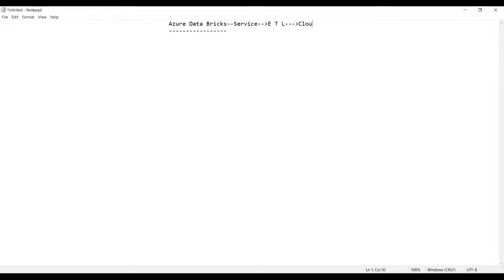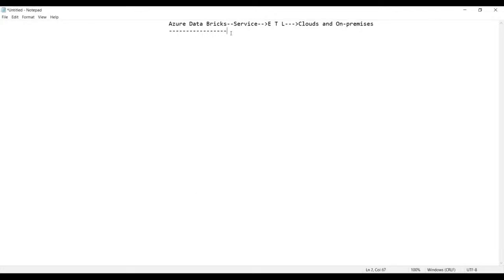Between the clouds and on-premises. So when it comes to ETL, Azure Databricks is a service provided by Microsoft to perform the job of ETL between the clouds and on-premises. Now, let us try to see this.